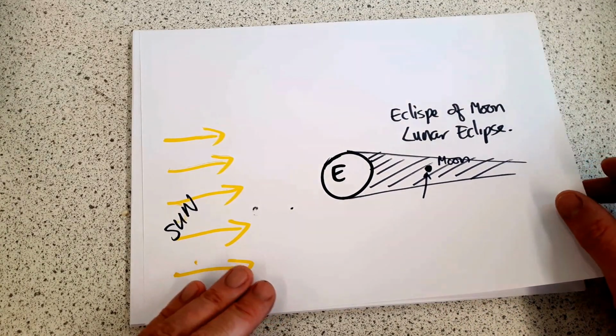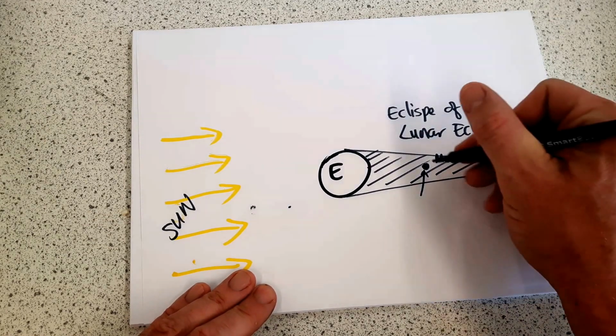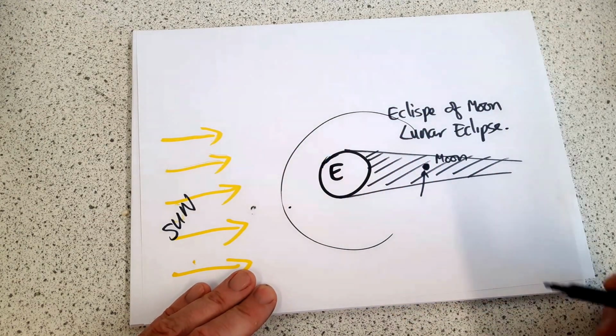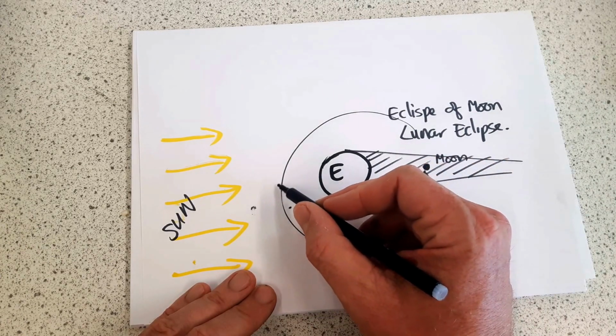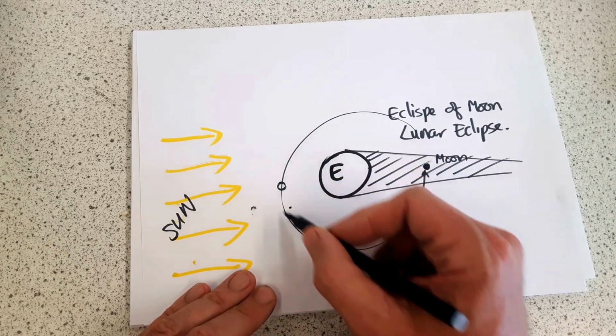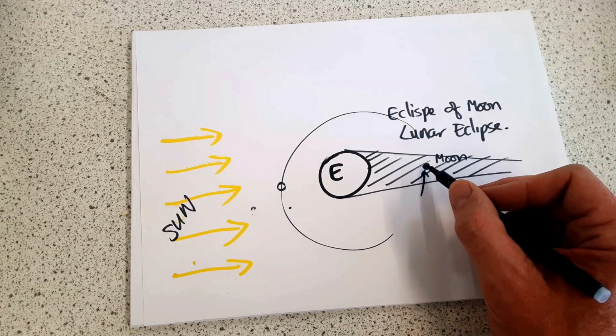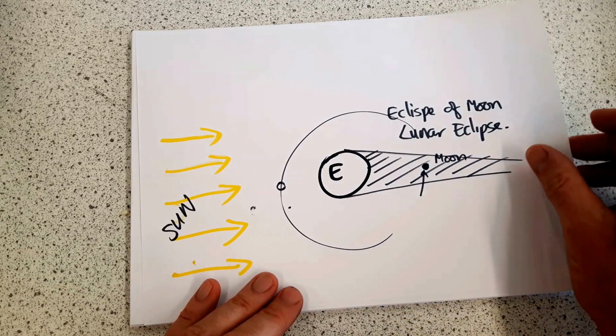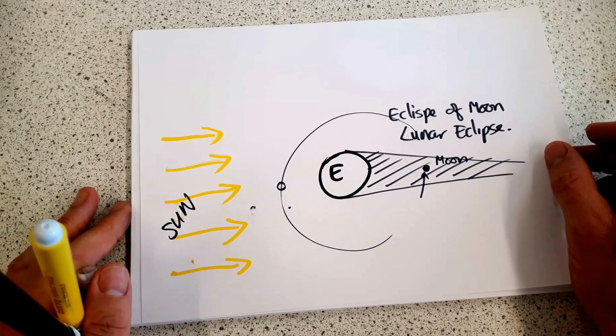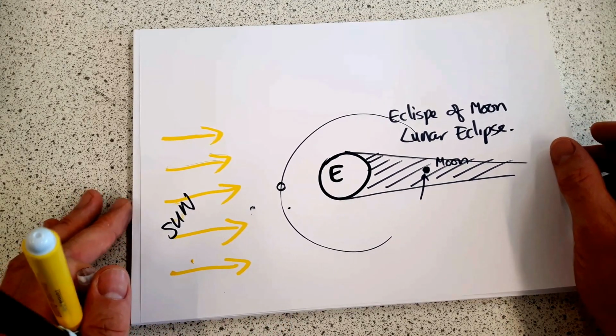Now, if you look at the video on the phases of the moon, you know that the moon goes around the Earth once every month approximately. So you'd expect that when the moon is here, you get an eclipse of the sun, and when the moon is here, you get an eclipse of the moon, or a lunar eclipse. So you get 2 eclipses a month. But actually, eclipses are much more rare than that.